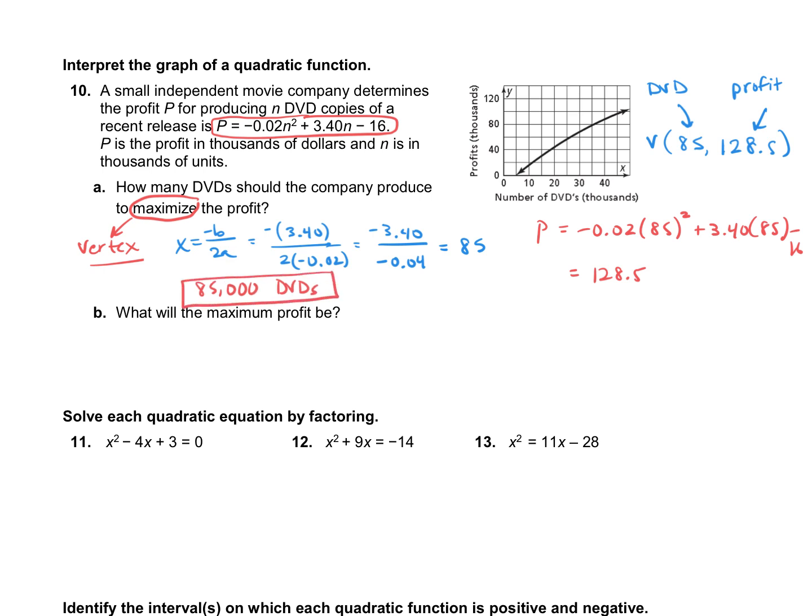What will the maximum profit be? Well, right here, that 128.5. So the maximum profit is $128,500. So that 128.5 is just in thousands. So again, a problem like this, when you have to maximize something or find the maximum or the minimum, it's all about the vertex and then just understanding what information this vertex gives us.